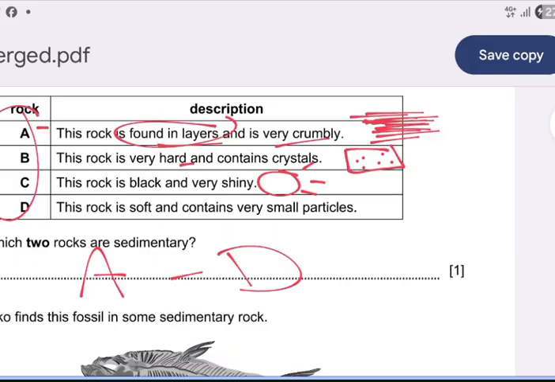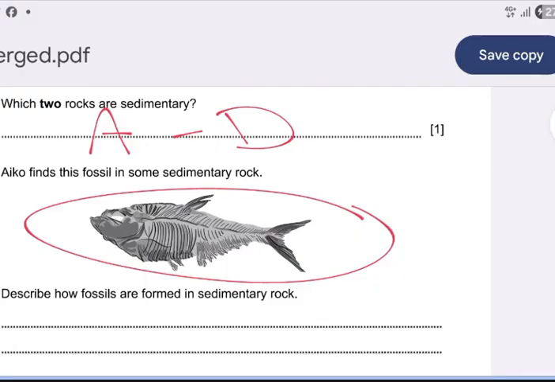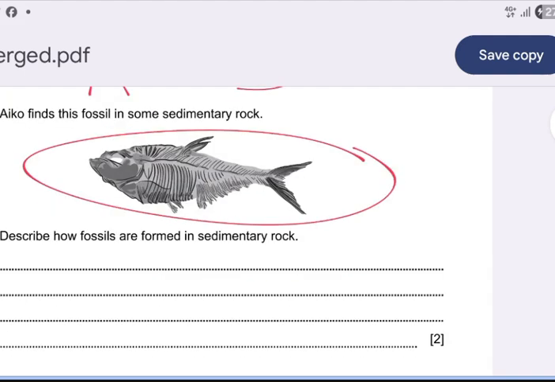It's sedimentary rock. So, after this, again, I could find this fossil in some sedimentary rock. It looks like a fossil of a fish. He found it where? Of course, sedimentary. Layer over layer covered the fish over thousands of years or millions of years and kept it. So, describe how fossils are formed in sedimentary rock. I just said the answer.